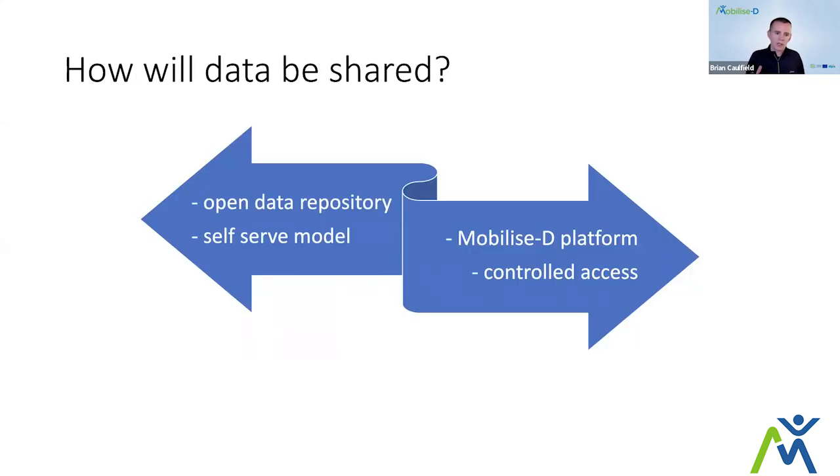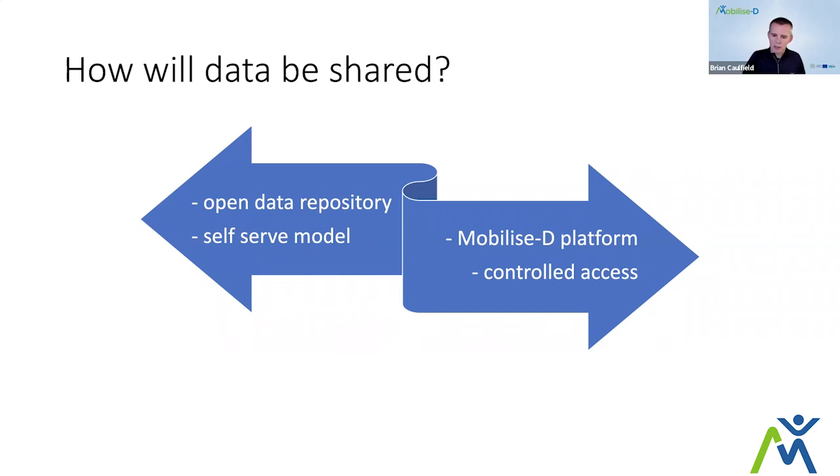How we will share the data is the next question that often will come up in conversation. And we have two main pathways towards sharing data in Mobilise-D. In many cases, the data will be made available on an open data repository where there will be a self-serve model, and members of the scientific community will be able to access and download the data as they wish, so long as they accept the terms and conditions of the license of use that is going along with the data.